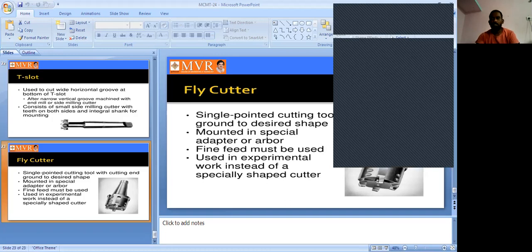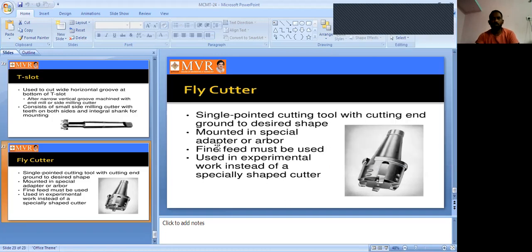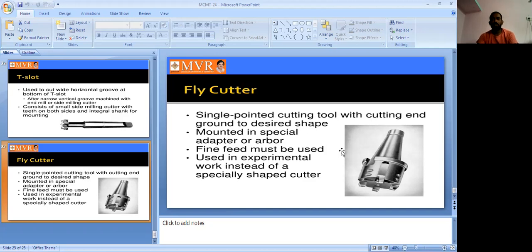Next, we can see another one. This fly cutter is used in experimental work instead of a special shaped cutter. So majorly it is used for experimental purposes. For experimental work, you can mostly use fly cutters instead of a specially shaped cutter, so we can use it for experimental purposes also. It is one of the fly cutters.